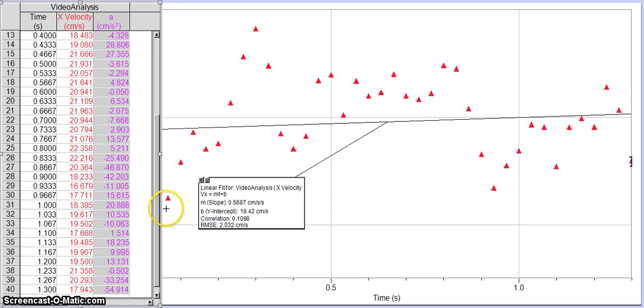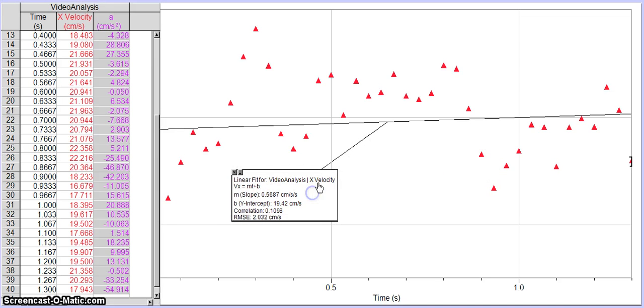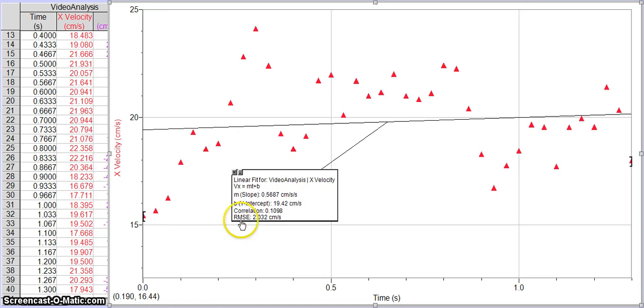So this is a graph of our velocity, like the different points of our velocity, and I inserted a linear fit line, and then we can see that the slope is 0.5687 centimeters. Oh wait, yeah, centimeters per second over second.